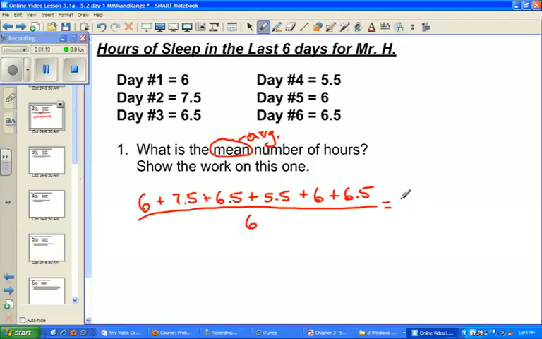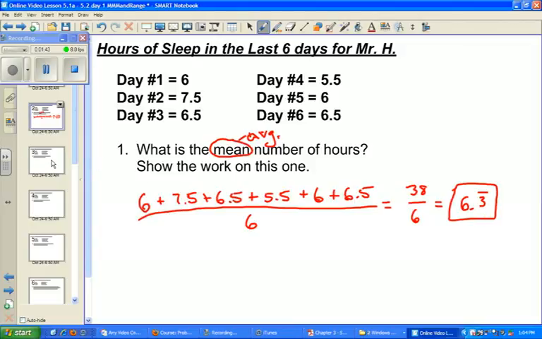All of those numbers add up to 38. Divide by 6. When you do 38 divided by 6, you get 6 1/3, or 6.3 repeating. And that is my mean. So over the last 6 nights, the average number of hours of sleep that I've gotten is about 6 1/3 hours.